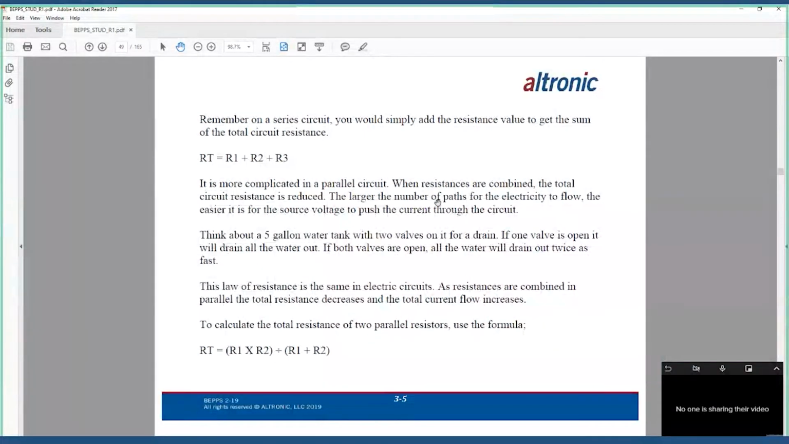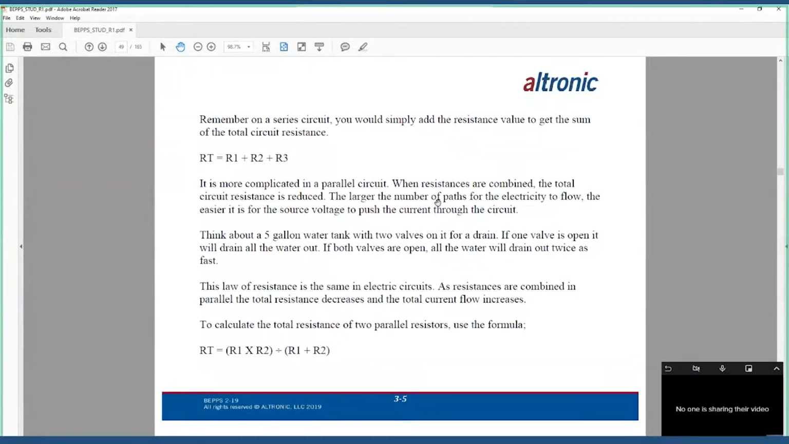So the law of resistance is the same in electrical circuits. As resistances are combined in parallel, the total resistance decreases and the total current flow increases. So this is where parallel circuits can get really, really tricky. To calculate the total resistance of 2 parallel resistors, use this formula. So resistance total is going to be equal to resistor 1 times resistor 2, then divide that by resistor 1 plus resistor 2.